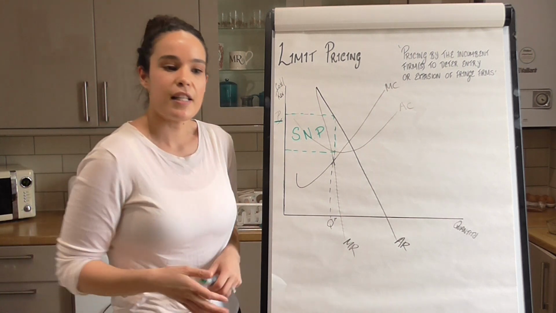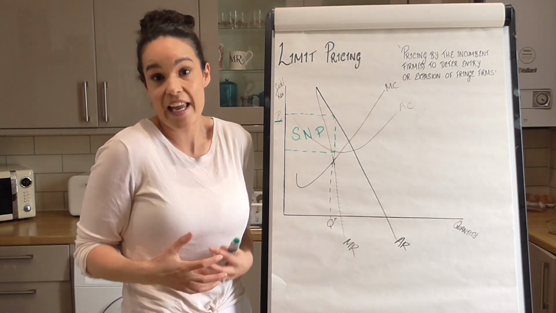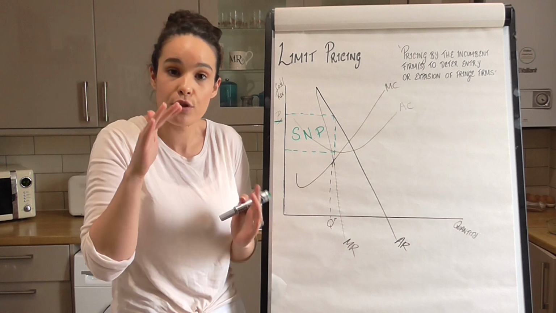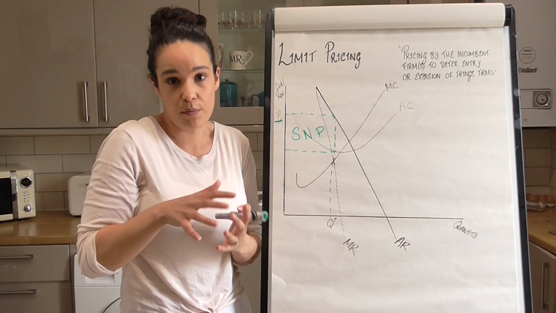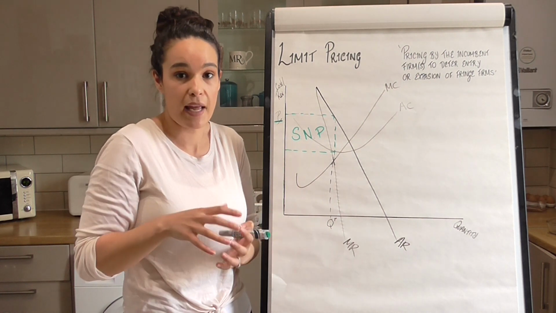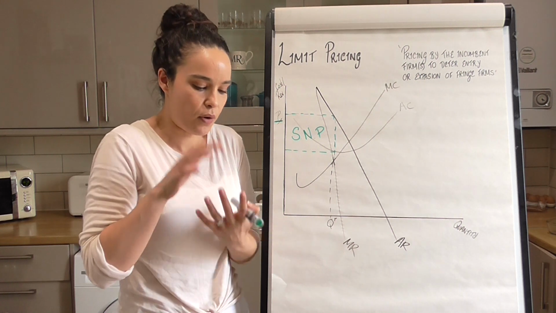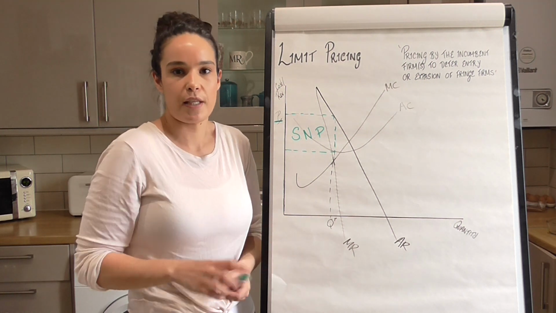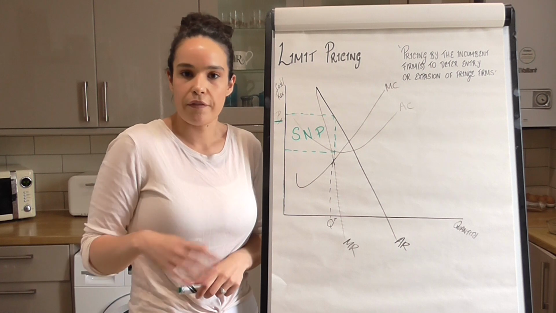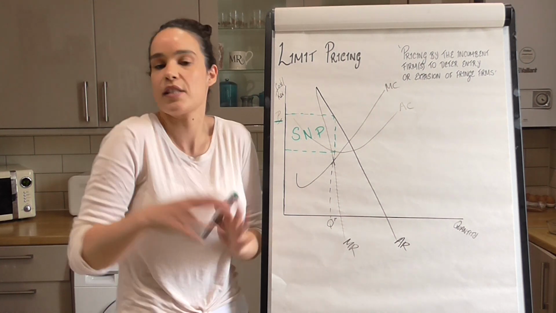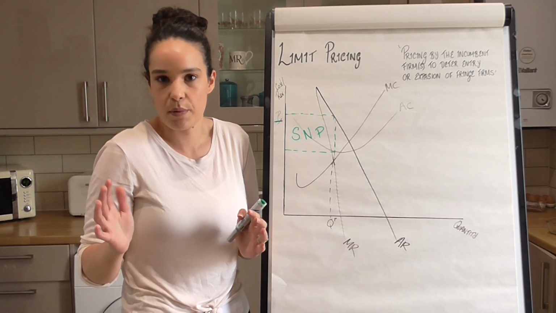So basically the firm is willing to take a hit in its supernormal profit. It's willing to, in the short run, reduce its supernormal profit, not have negative supernormal profit or make a loss, but get rid of some of that supernormal profit to ward off other people into the market, so it's not worth coming in because there isn't that much supernormal profit.